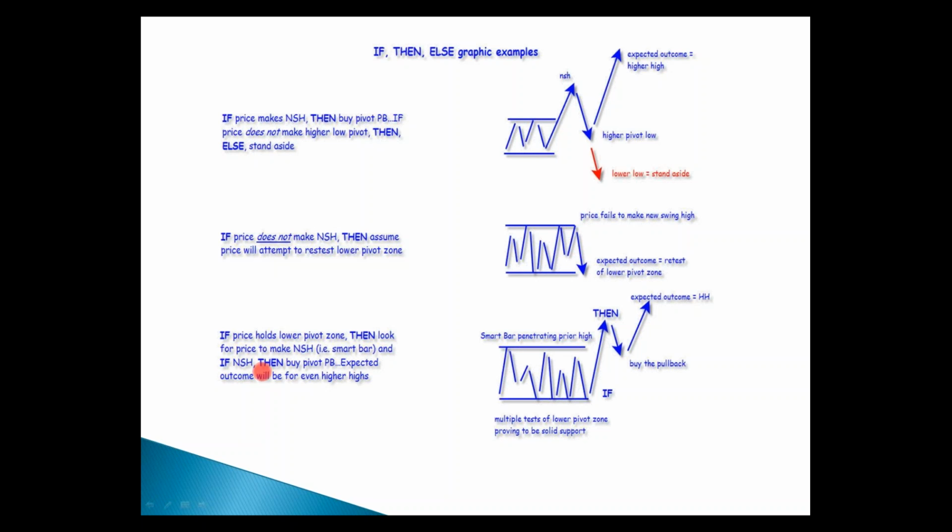So then the last example here, again, follow along with the chart. If price holds the lower zone here, so there are multiple tests of lower price zones, proving so far that that level is solid support, then look for price to make a new swing high. And if there's a new swing high, then we want to buy that first type of pullback. And then, of course, the expected outcome would be even higher highs. So here's your if-then-else.